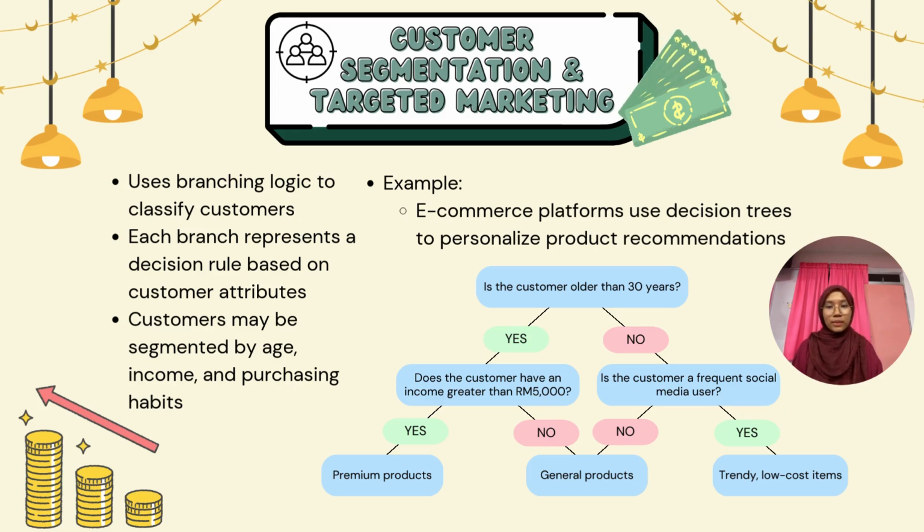It is beneficial for businesses to identify high-value customers and focus their marketing on them, and also personalize offers to match their customer preferences. For example, e-commerce platforms use decision trees to recommend products. If a customer is over 30 years old and earns more than RM5,000, they might be recommended premium products. But if a customer is under 30 years old and active on social media, they might be shown trendy and low-cost items. So it is efficient for businesses to reach the right customers with the right products.